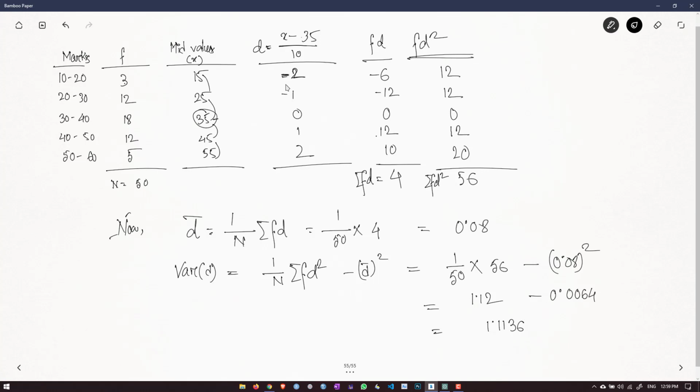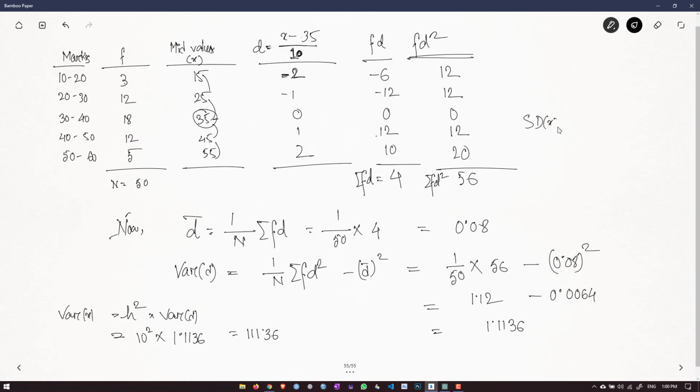Now what is this? This is the variance of this new data set d. But we need the variance of the original data set x. So what is the formula? Variance of x is h square into variance of d. Now what is h? h is the number that we divide by to create d, which is 10 in this case. So 10 square into 1.1136. What is 10 square? That is 100. So it will be 111.36. That is the variance of x.